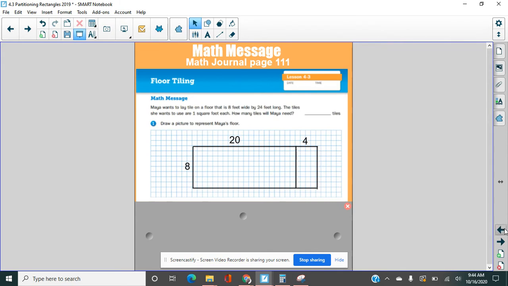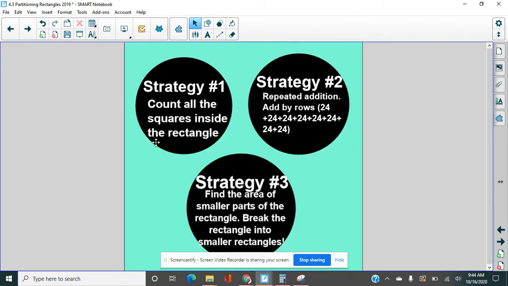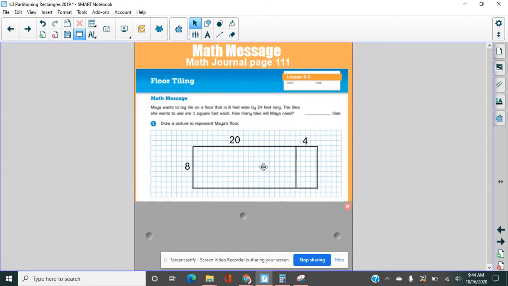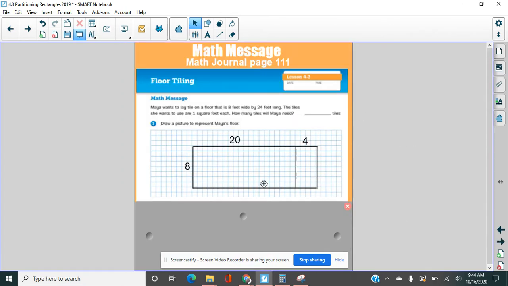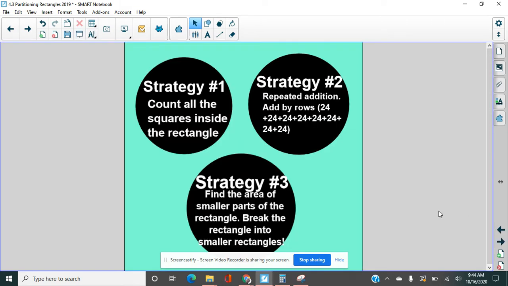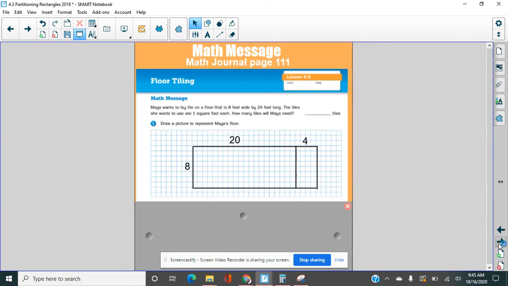All right, let's talk about a couple different ways. I could count all of the squares inside the rectangle. I could count them all. That would take a long time. I could use repeated addition. Each row is going to have 24, so 24 plus 24 plus 24 plus 24 all the way down. What I'm going to show you today, this lesson is going to be about partitioning rectangles. Partitioning means to break something into smaller parts, and that is what we have done here.